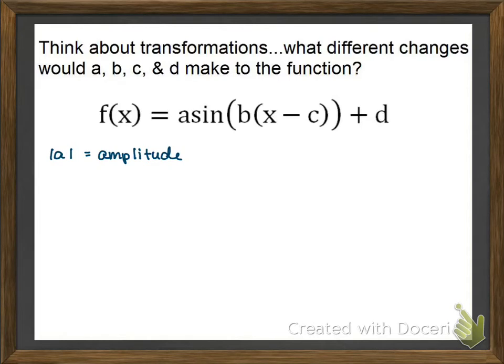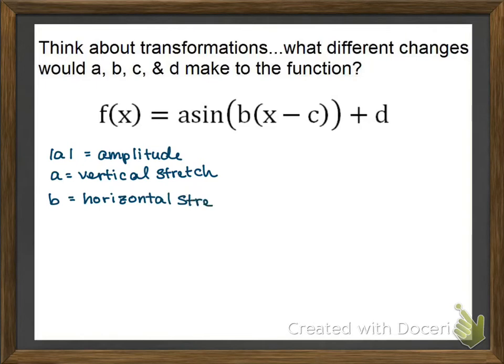So, thinking about transformations, this looks very similar to a quadratic transformation. It's just you now have a trig function. So the absolute value of A is your amplitude. Your amplitude is always going to be a positive number, so it doesn't matter if A is negative. And then A itself is also a vertical stretch. B is your horizontal stretch with a scale factor of 1 over B.